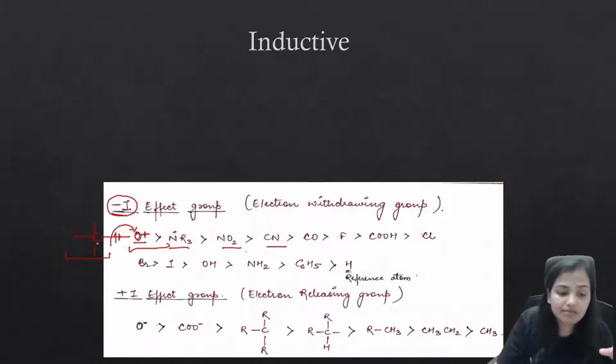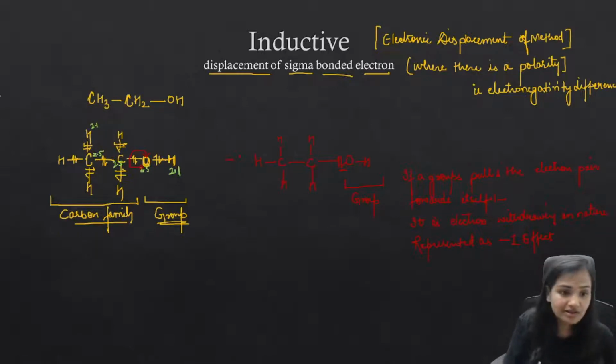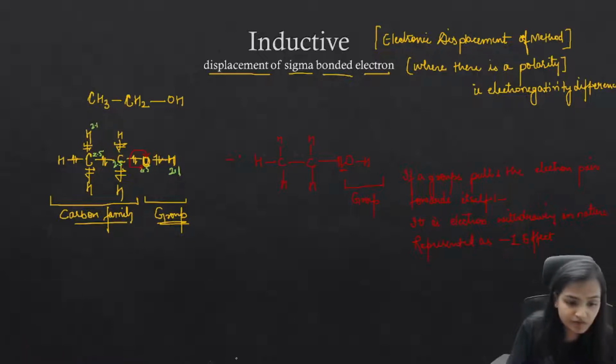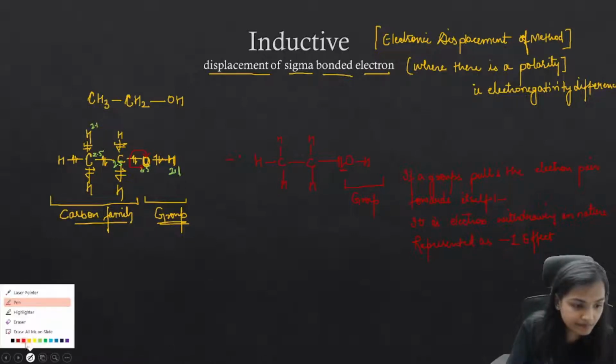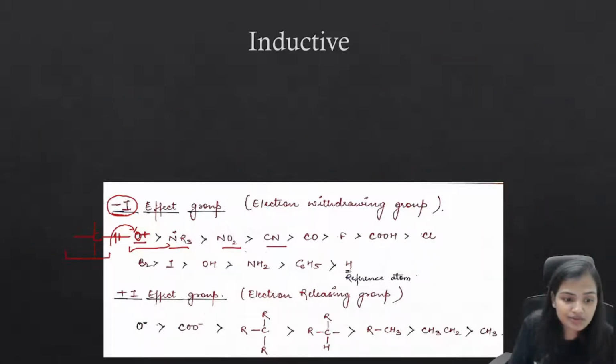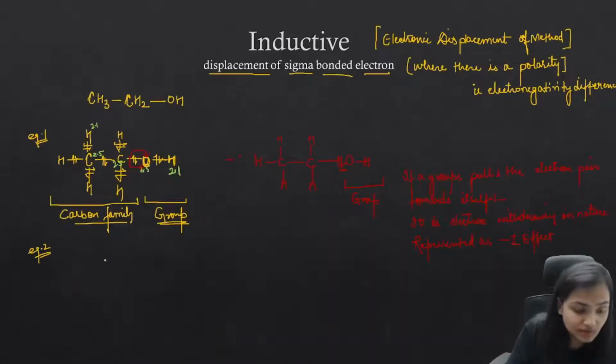Now let me tell you about the electron releasing in nature. Let me give you one more example here. So this is example 1. Now I will be taking example 2. We have so many groups which are also plus I in nature. So how are they going to be plus I in nature? Let's have a look.